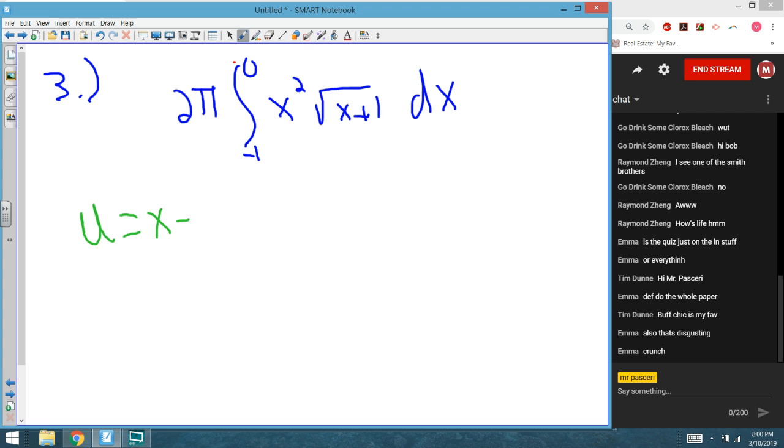u equals x plus 1. This is where we want to be, plus 1. du equals dx. So I've got 2 pi.